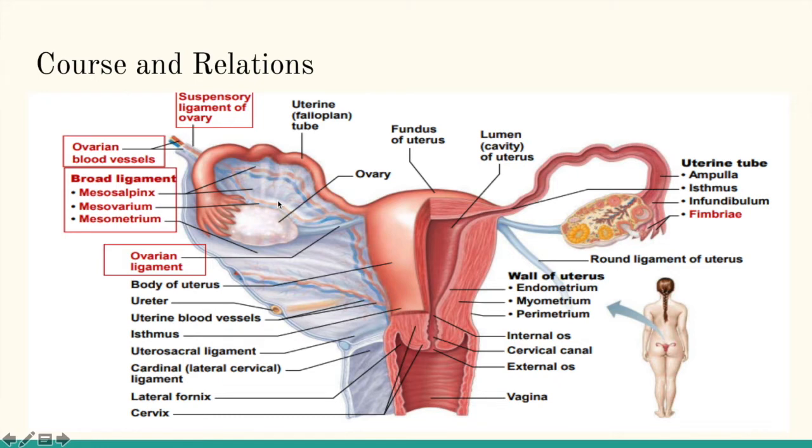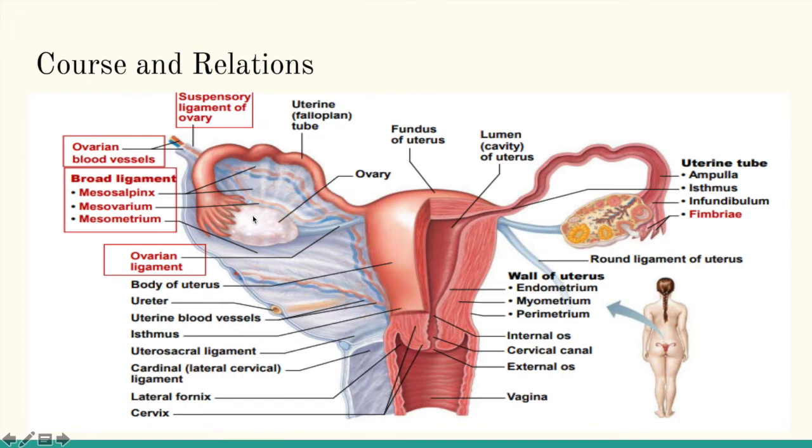At this point you have to know about the mesovarium. The mesovarium is the point where the ovary is attached to the posterior layer of the broad ligament. That point we call the mesovarium border, or the anterior border of the ovary. Through that border only it gets its blood supply, through the mesovarium or hilum of the ovary.